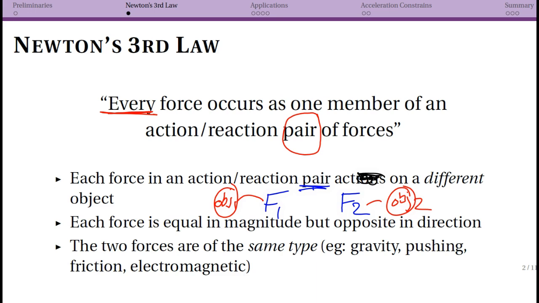So that's it for Newton's third law. Again, these are ideas that we've already been talking about in previous videos. This is just formalizing it a little bit and calling it Newton's third law.